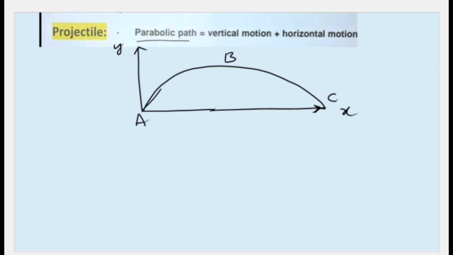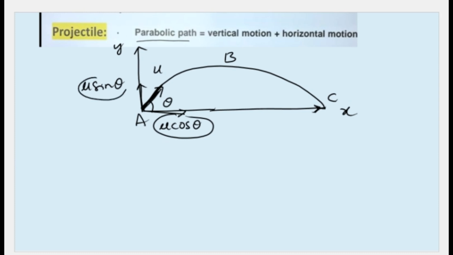If a body is projected with some initial velocity u, making an angle theta with the horizontal, this velocity can be resolved into two perpendicular components. One is the horizontal component, that is u cos theta. The other is the vertical component, that is u sin theta. This u cos theta is responsible for horizontal motion, and this u sin theta is responsible for vertical motion.